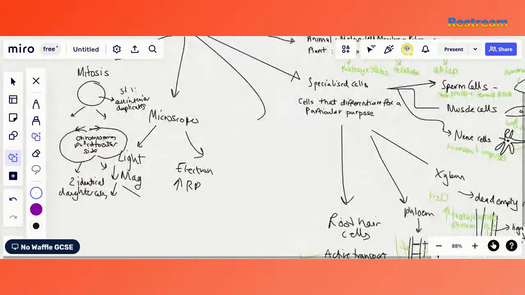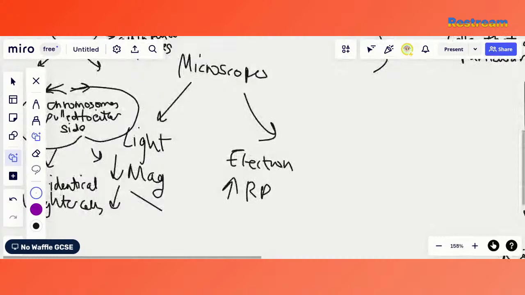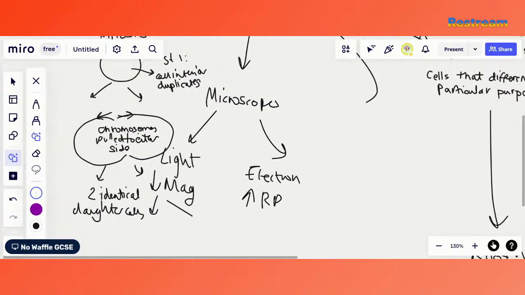So then our next one was looking at microscopes. So I said that there's light microscopes and electron microscopes. Light microscopes have lower magnification and lower resolution, and electron microscopes have a higher resolving power. That's practically all you need to remember.